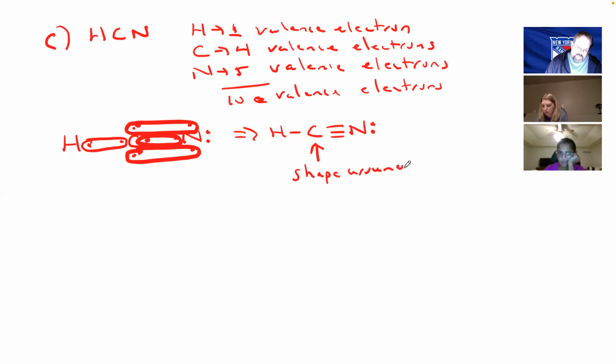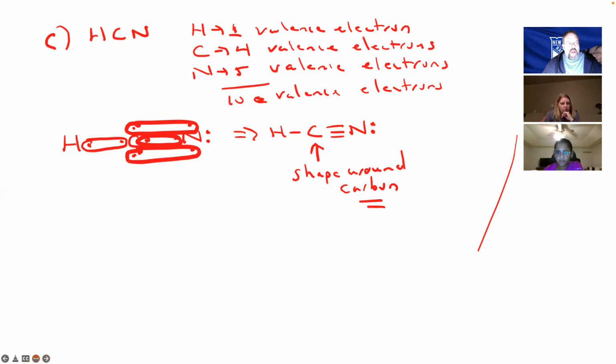Well, Oh, 1 lone pair. The shape of this compound is going to be basically determined by the shape around the carbon. Now here you have a single bond and a triple bond. Here's where the idea of, in VSEPR theory, single, double, and triple bonds are considered equivalent.